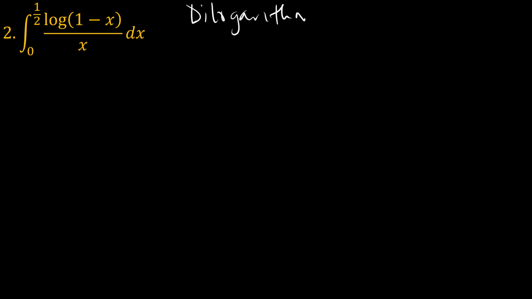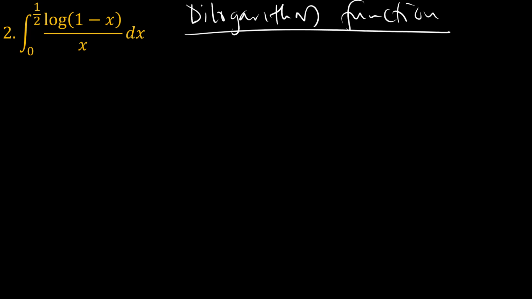So problem number 2 is the definite integral from x equals 0 to x equals a half of the natural logarithm of 1 minus x over x. Now, this requires one to know what this function, the dilogarithm function, is all about, right? But I'm not going to try to use that.